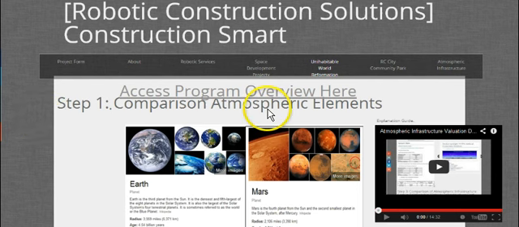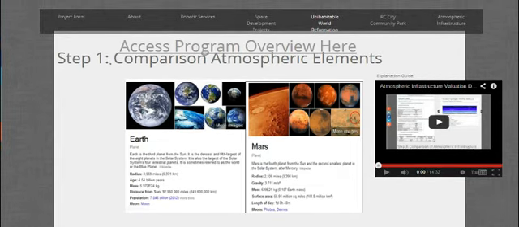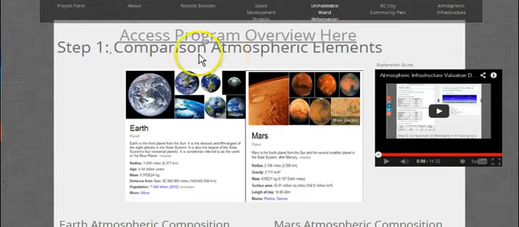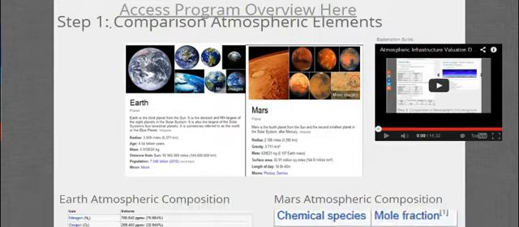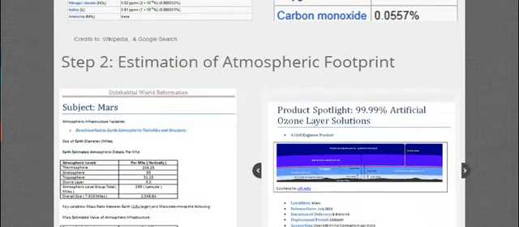On our site, which is constructionsmart.net, we actually provide details concerning how we came to the determination that it's possible to actually manage an atmosphere. We do that by recognizing comparisons between atmospheric elements. Given that this particular project focuses more so on Mars, we compared the atmospheric element compositions between the two planets, that allowed us to determine the type of chemical compositions that would be needed to maintain an atmosphere on Mars.